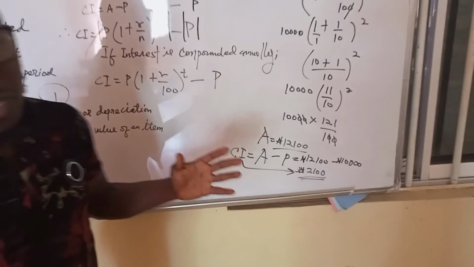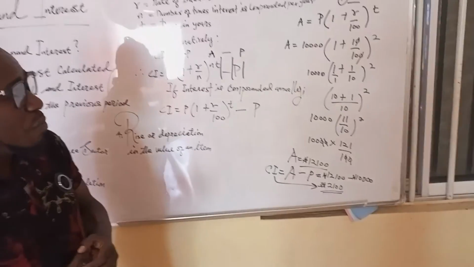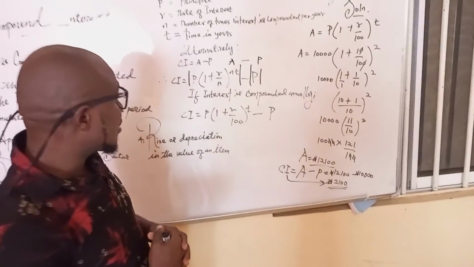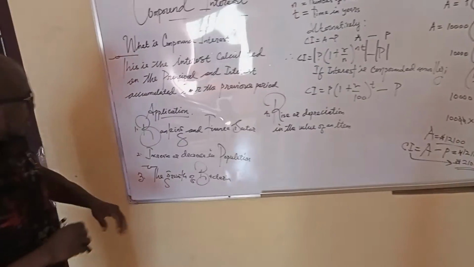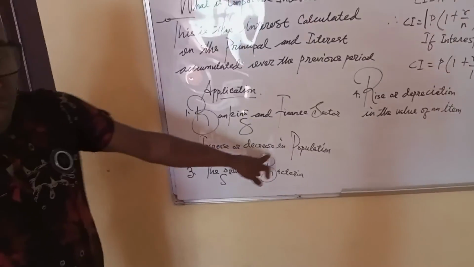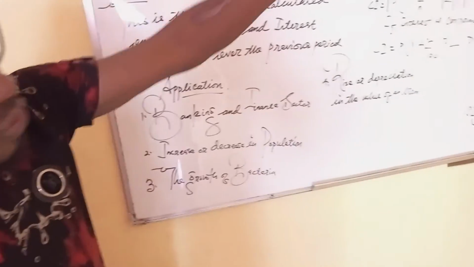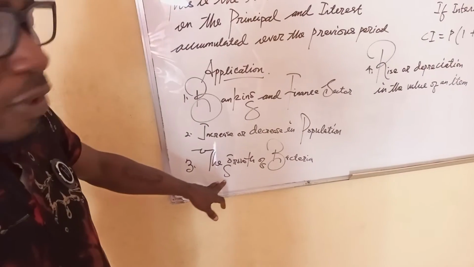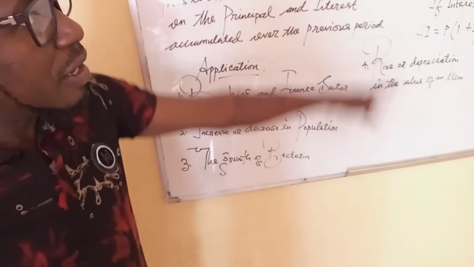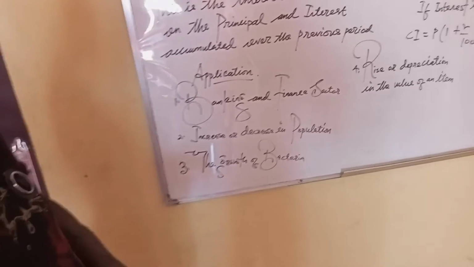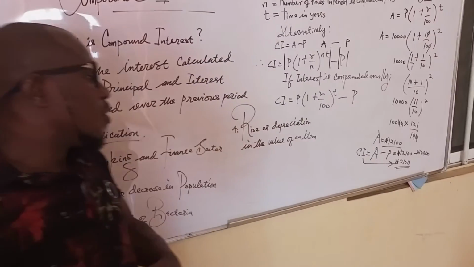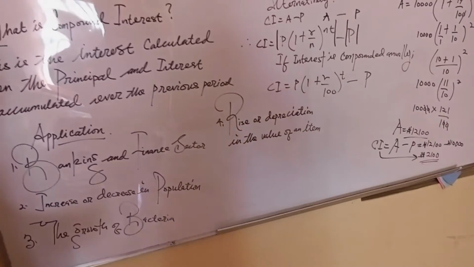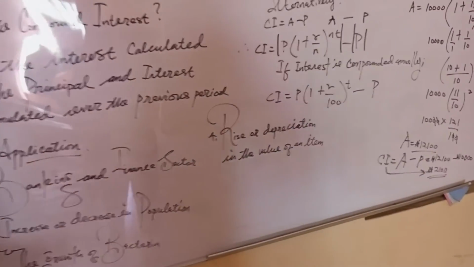I hope it is simple enough. There are many examples we'll look at. In our next class, we will be looking at increase and decrease in population using compound interest. We will also look at an example on the growth of bacteria using compound interest, as well as the rise or depreciation in the value of an item using compound interest.